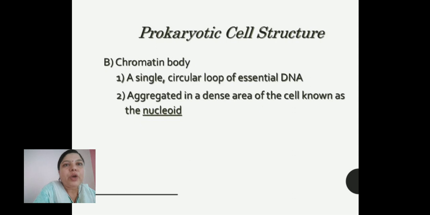Then the chromatin body or nucleoid, which is also known as the genetic material, is present in the prokaryotic cell. So we know that the DNA in the prokaryotic cell is freely floating inside the cytoplasm. It is a double stranded circular coiled DNA. So it is a single DNA, a double stranded single copy of DNA. It serves as a single chromosome.